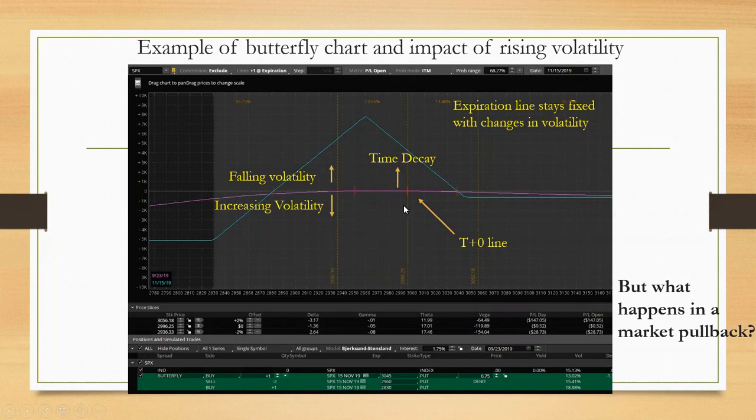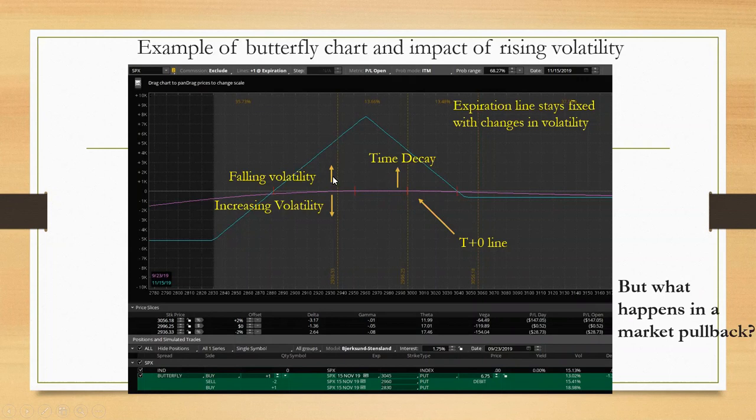So the current at the money is the center vertical line, and this is an example of a butterfly, and I'm going to show you why these things don't always work out so well. This is an example of the 20-40-60 butterfly. It's delta neutral at the beginning, so price can move up and down anywhere along here, and as time elapses, this line will rise, and eventually it meets the blue line at expiration.